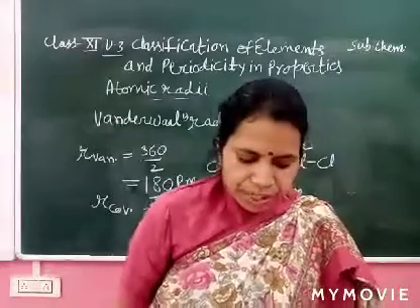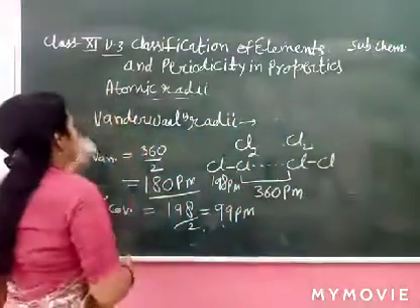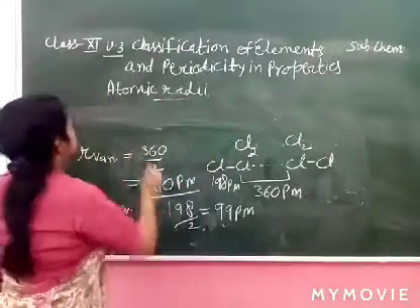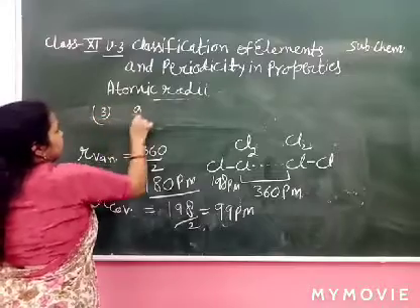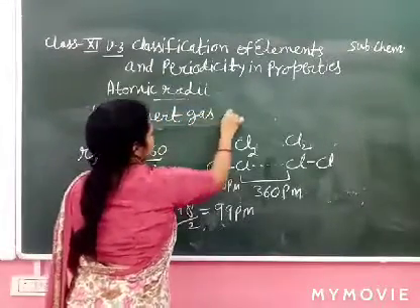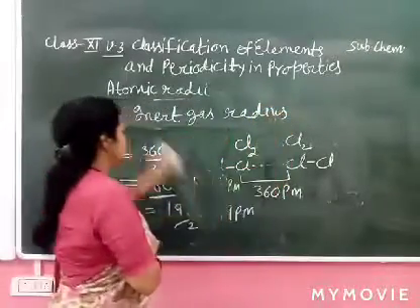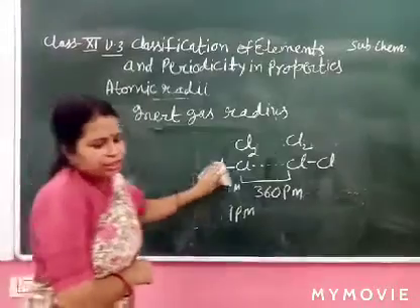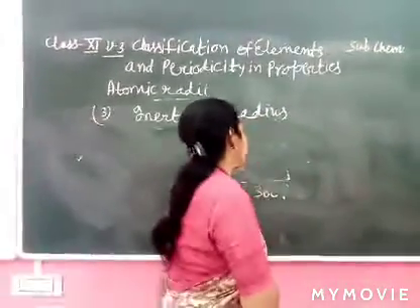Again, next is inert gas radius. Third point is inert gas radius. You can say radii also. So inert gas radius: inert gases do not form chemical compounds.